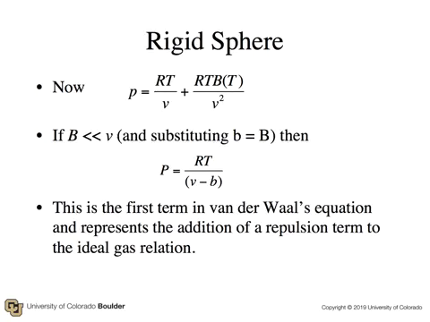Now we can write P is equal to RT over V plus RTB over V squared plus higher order terms if we so desire. If B is much less than V, and if we substitute the lowercase b for capital B, and I'll explain why in a moment, then we can write P is equal to RT over V minus b. And we use lowercase b just because it's conventional. If you look up van der Waals equation, you're going to see lowercase b there. So this is the first term in van der Waals equation, and it represents the addition of a repulsive term to the ideal gas relationship.